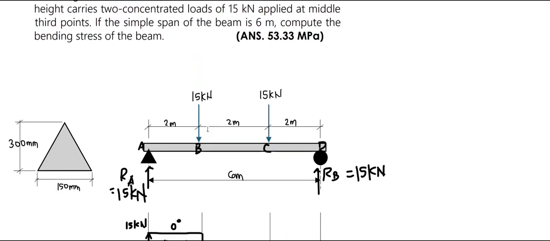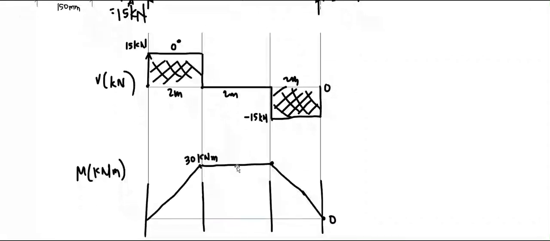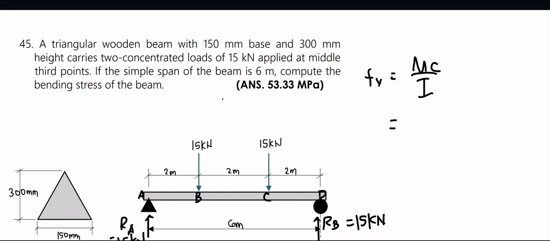Now when solving for the bending stress of the beam, that is equal to moment times the distance from the neutral axis of the section divided by the moment of inertia. We have a moment equal to 30 kilonewton meters. And we convert this into Newton millimeters to make our dimensions consistent. So we multiply this by a conversion factor of 1000 millimeters per 1 meter.